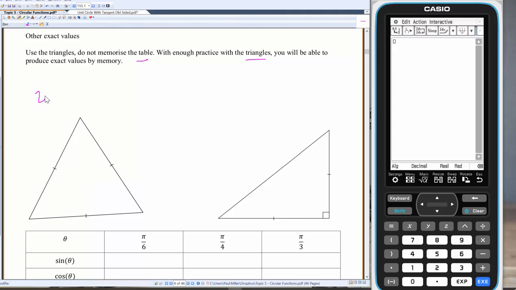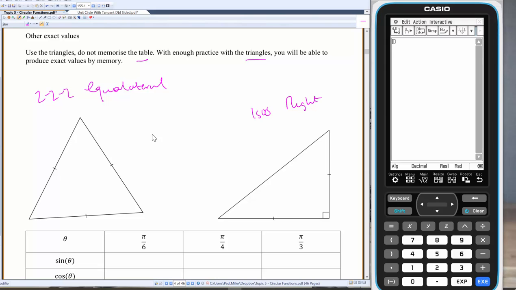So this one here, I call this the 2, 2, 2 equilateral. And this one here, I call this the, I don't even know how to spell isosceles. I think it's with a C.